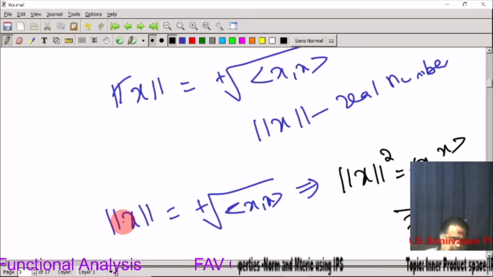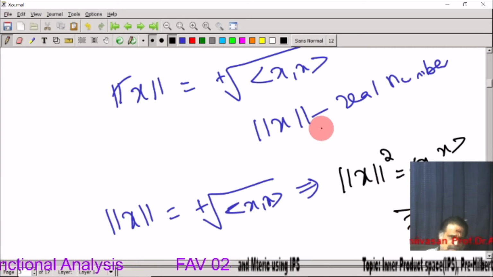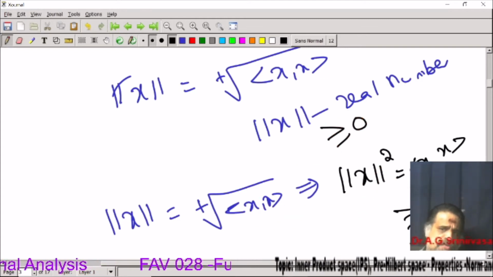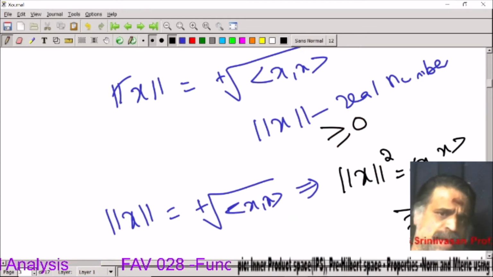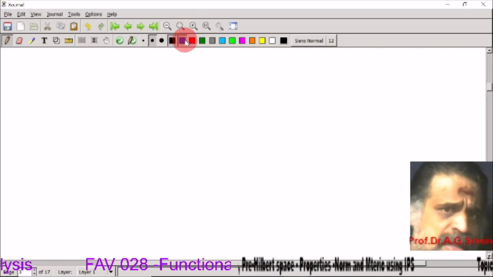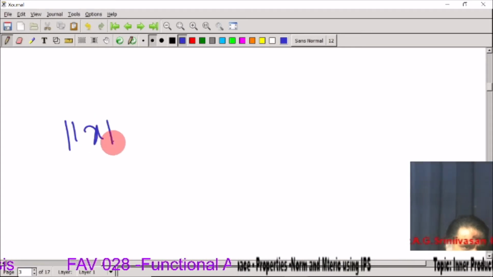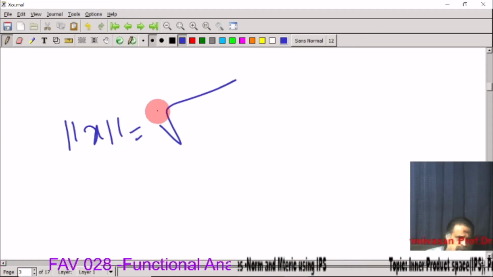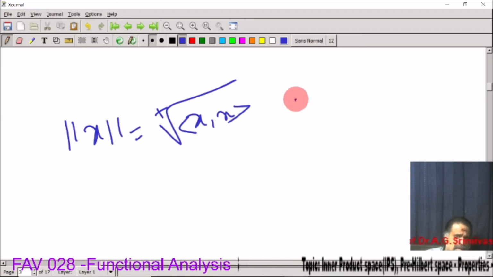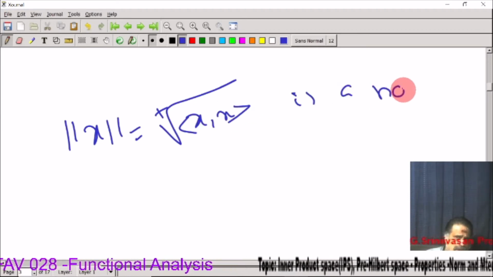So norm x is greater than or equal to 0. It's a real number, of course a positive real number, and even norm x square is also a positive real number. That's the first point before we do it. Now we are going to show that in fact this definition, norm x equal to the positive square root of inner product xx, is certainly a norm. So we are going to show this is a norm.